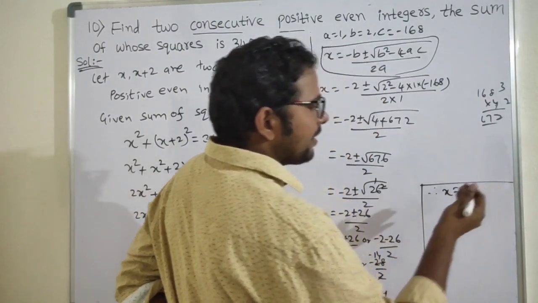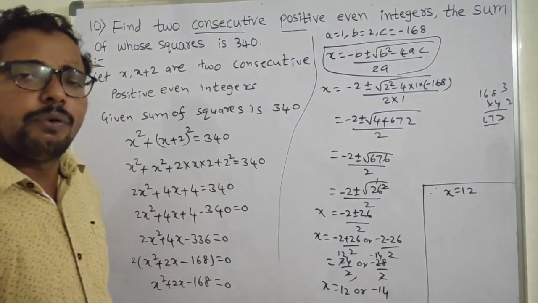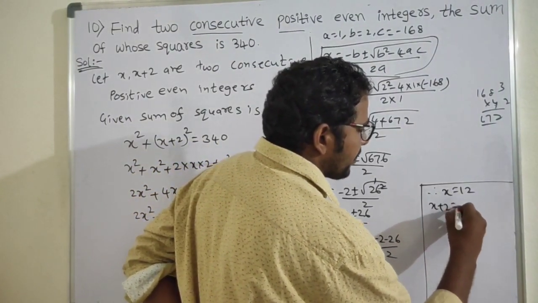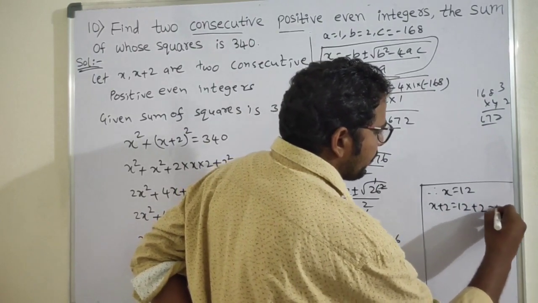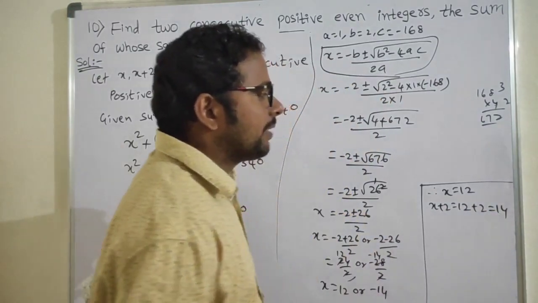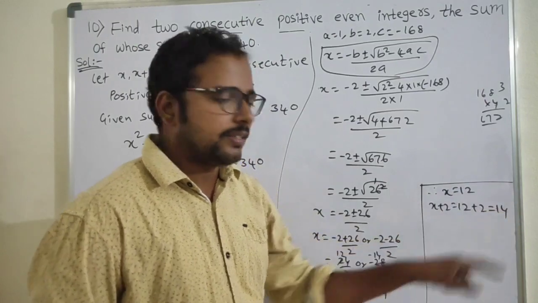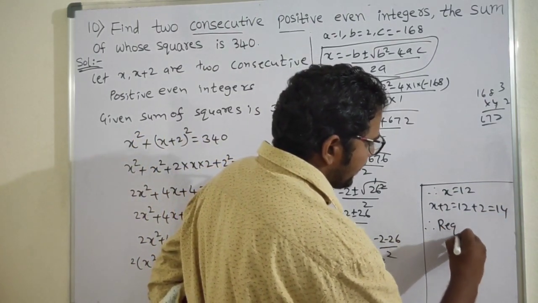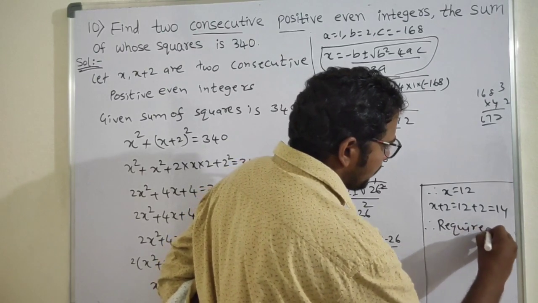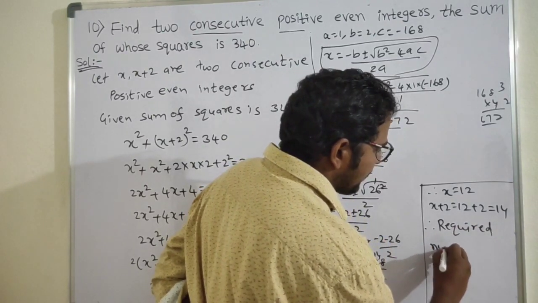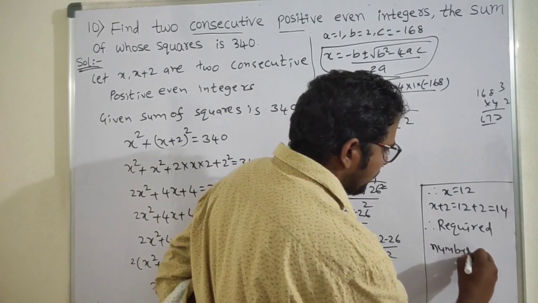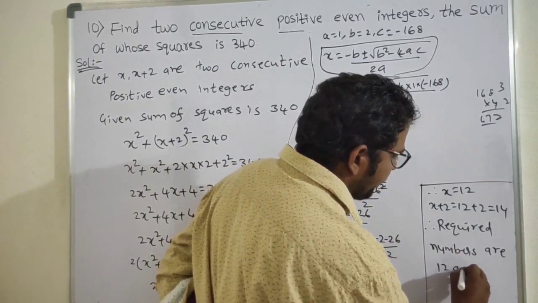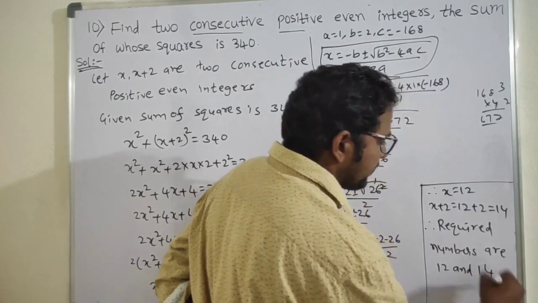And what is the next even number after 12? 14. That is x plus 2. x plus 2 equals 12 plus 2 equals 14. These two are the required numbers, 12 and 14. Therefore, the required numbers are 12 and 14.